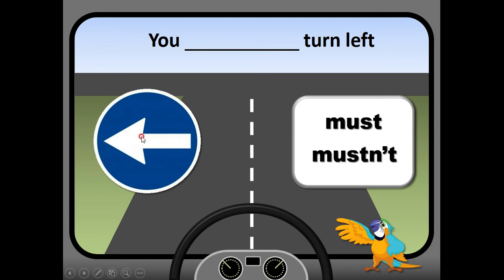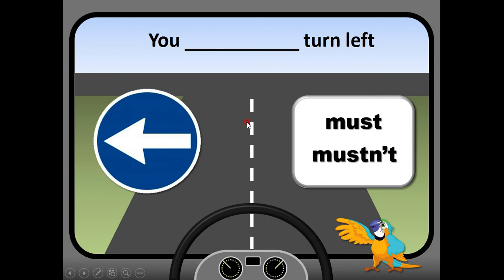Does it show that you are prevented? No, you are allowed to cross. It is not red. The correct one to say is must. You must turn left. You must turn left.